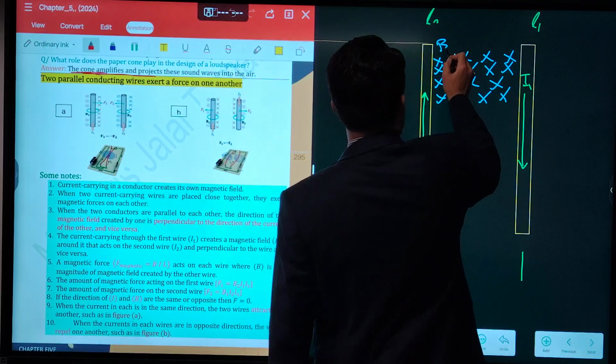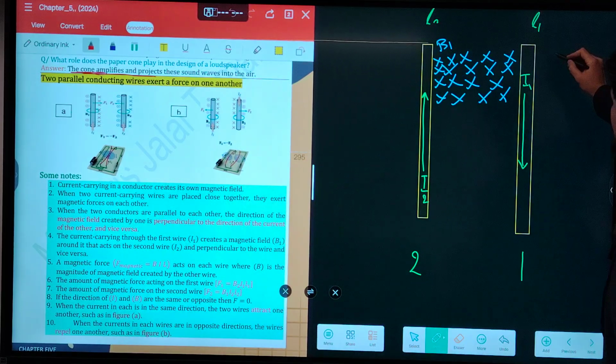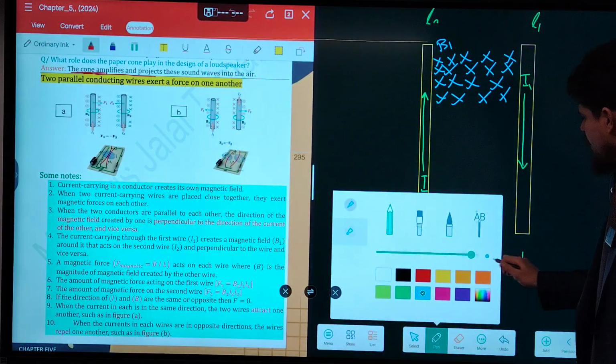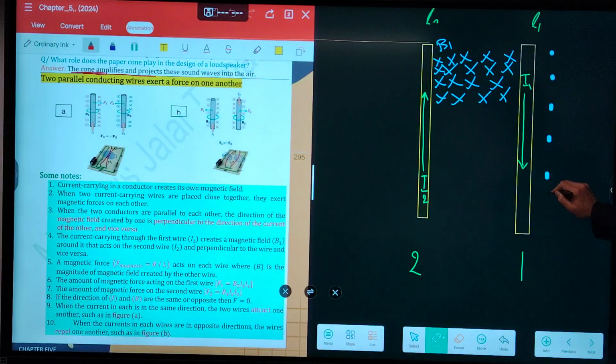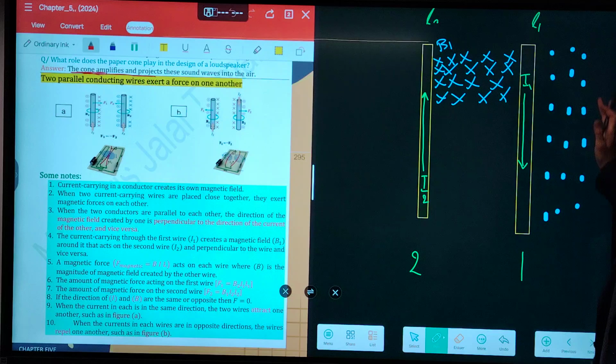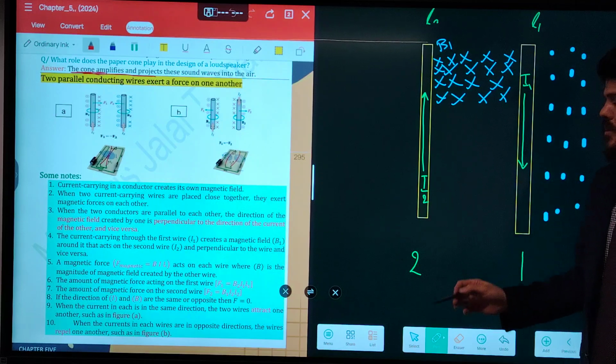Okay, so what is this? This is B1. And here becomes what? Out of the page. Into the page, out of the page. So how about wire number 2?